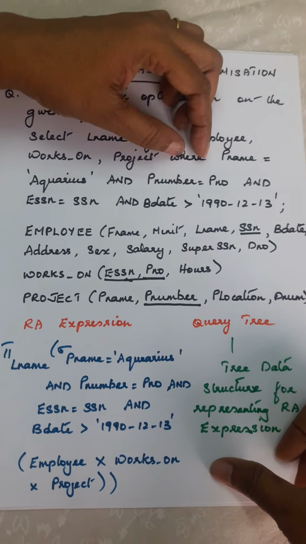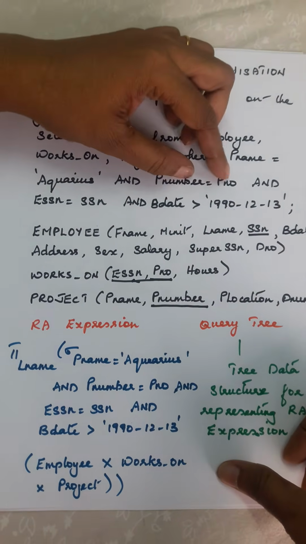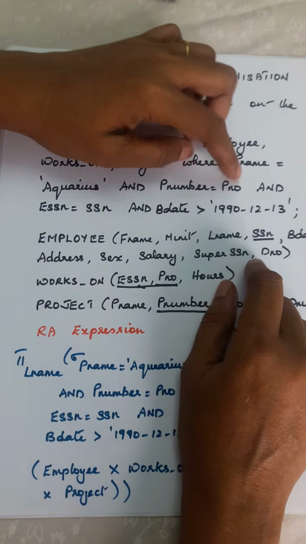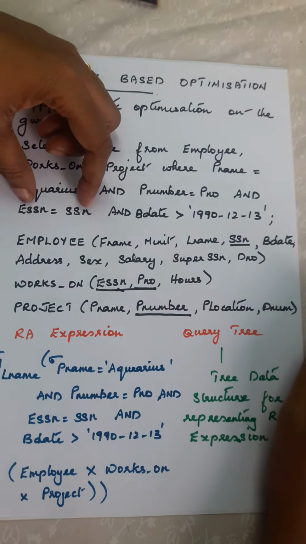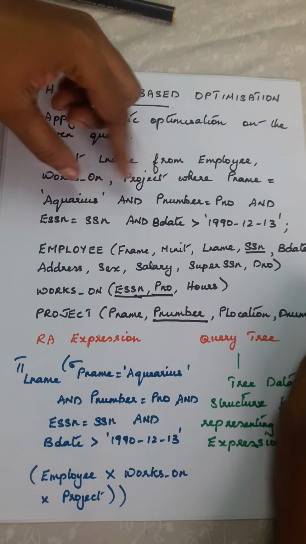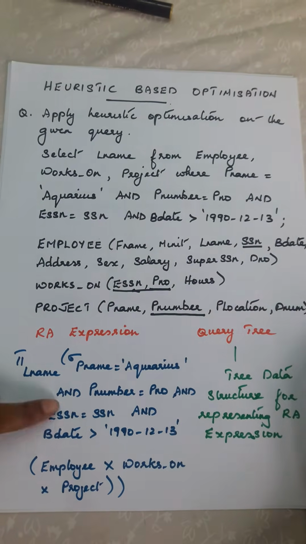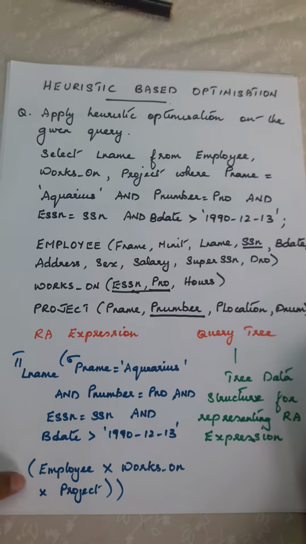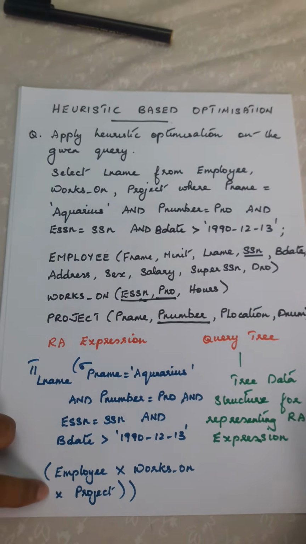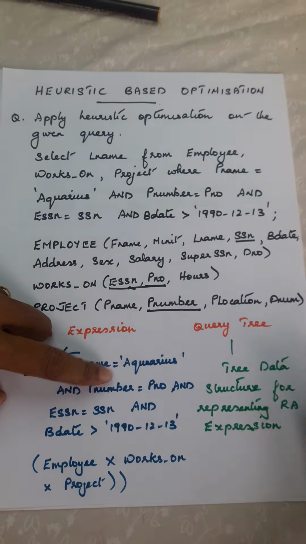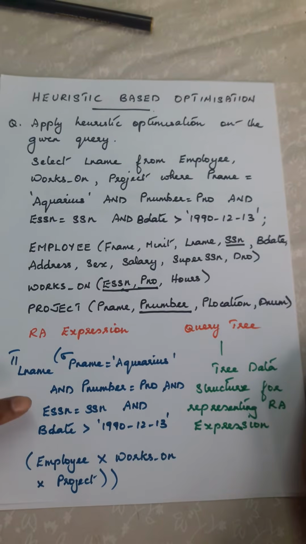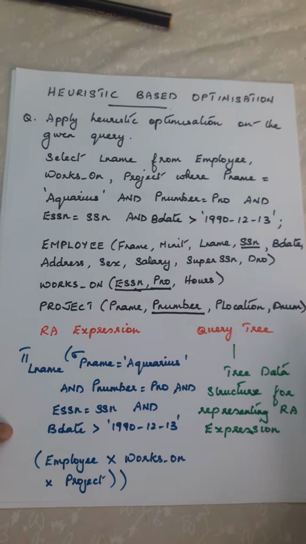After the where portion: P name is equal to Aquarius and P number is equal to PNO and ESSN is equal to SSN and birth date. Actually these two conditions, P number is equal to PNO and ESSN is equal to SSN, these two are for joining the tables and the others are for filtering the records. So just combine all these conditions together, and finally you can write the three tables. You can just use the Cartesian product because we are applying the conditions after doing the Cartesian product of these tables. So this is the relational algebra expression. From this expression only we will be starting the steps.